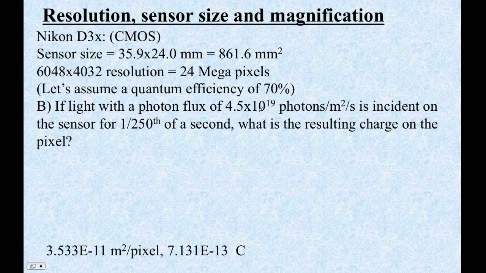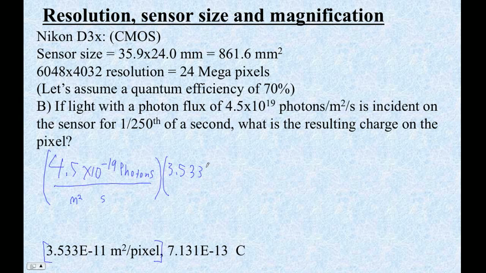Okay. I think what we do is we multiply this by the area, which we've got here, right? And then we've also got to divide by 250, right? So here's what we're going to do. We're going to go 4.5 times 10 to the minus 19th, and this is photons per square meter per second, right? Let's let the units guide us here. And then we're going to multiply that by our area, which is 3.533 times 10 to the minus 11th. This is square meters, right?